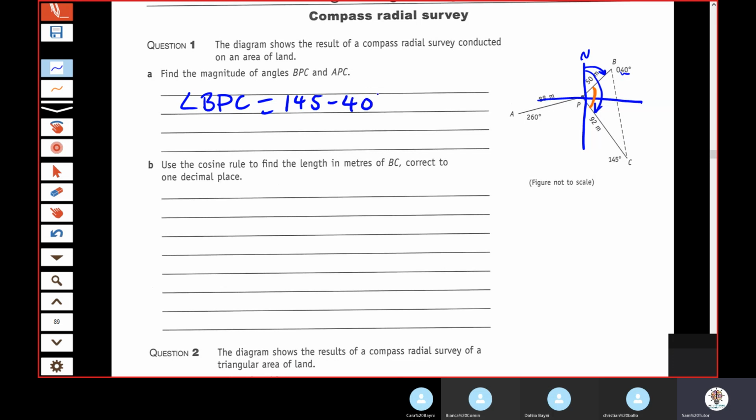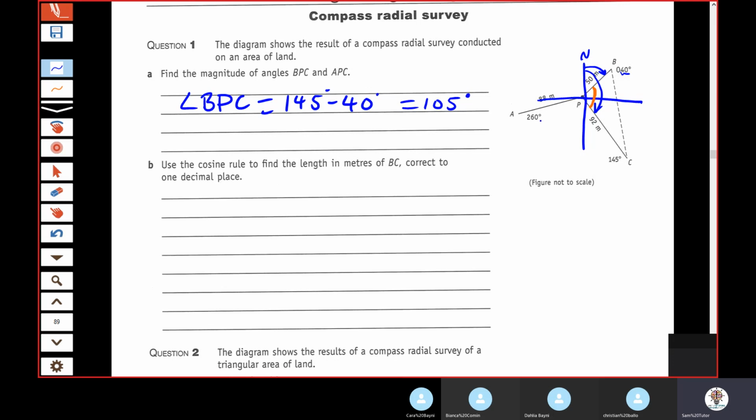145 minus 40. You've got to stop looking at your side lengths. You keep saying 50. Are you looking at the right question? I understand now, I was looking at the 50 meters. 105 degrees. All right. Any questions there? No? Understand?